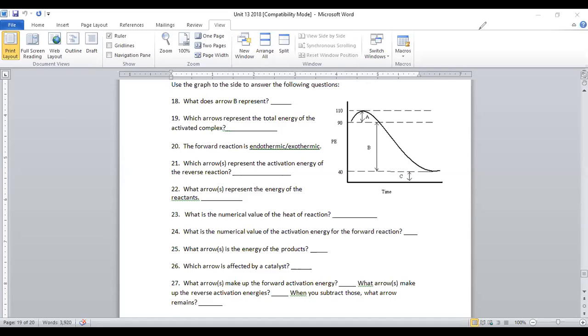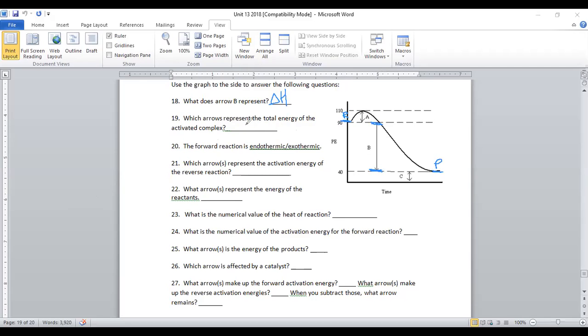So looking at this graph, one thing that they didn't do was give you the line that's usually here. These are your reactants. Okay, so this right here, your starting point, is your reactant. These are your products. Okay, so arrow B, the one that does not touch the top and does not touch the bottom, is your delta H, enthalpy or heat of reaction.